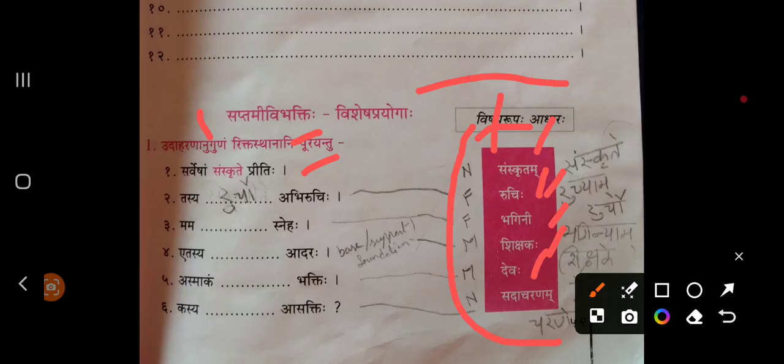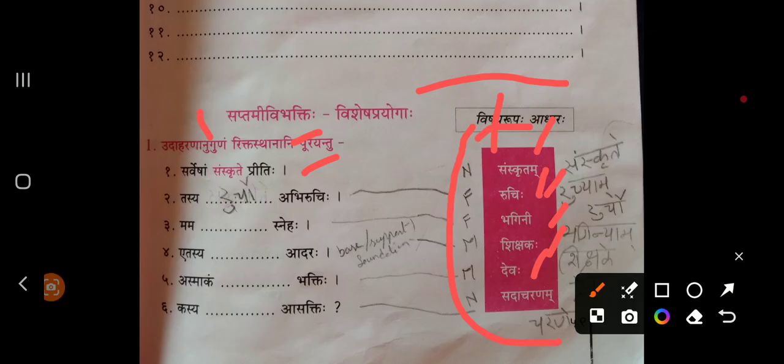Ruchihi means taste. Here, taste doesn't match this fill in the blank, right? So, this one you can ignore. Bhagini means sister. That also you can ignore. Why? Because everyone can't like their sister, right? They might like their brother, etc. So, that is not the best answer. So, that also you can ignore.